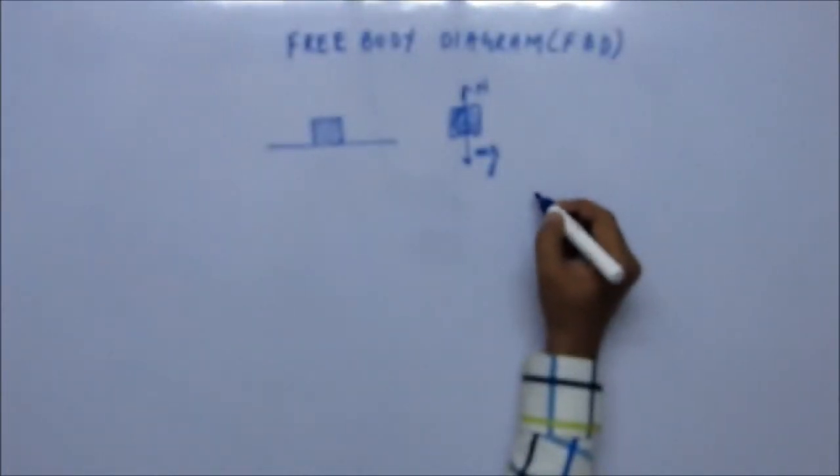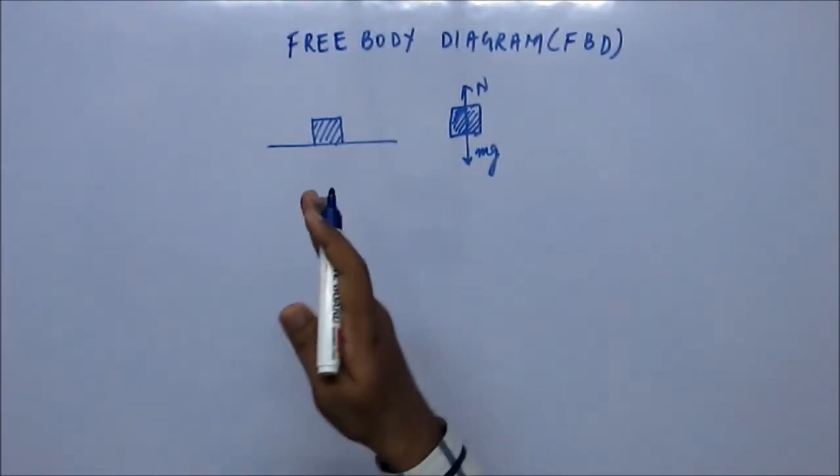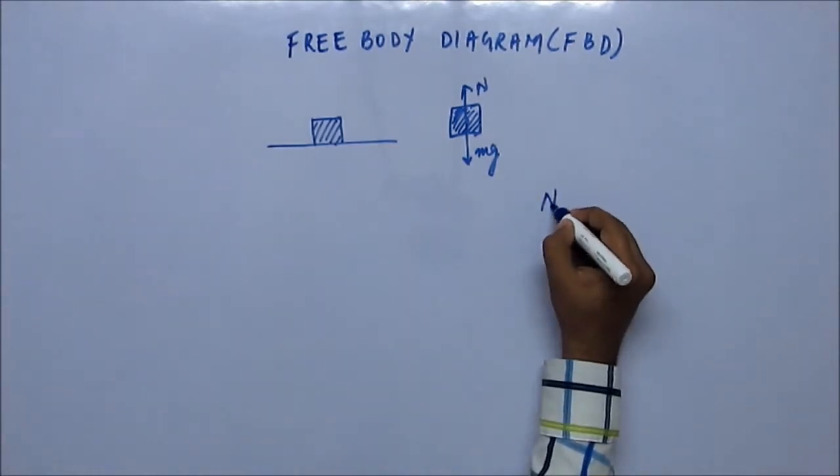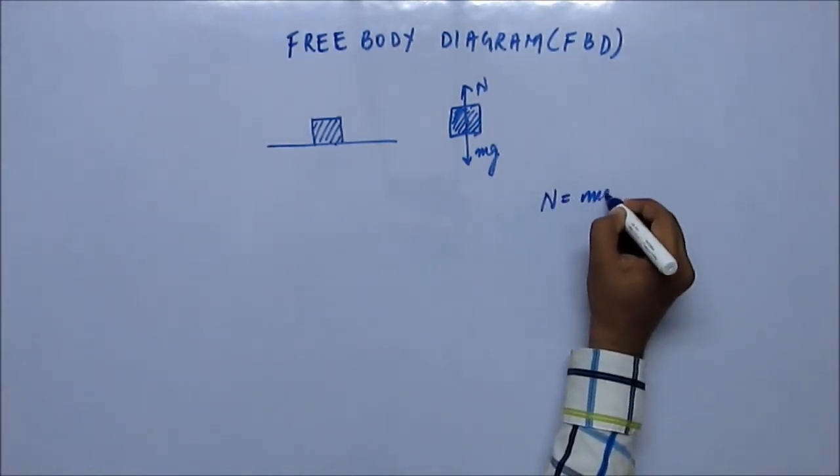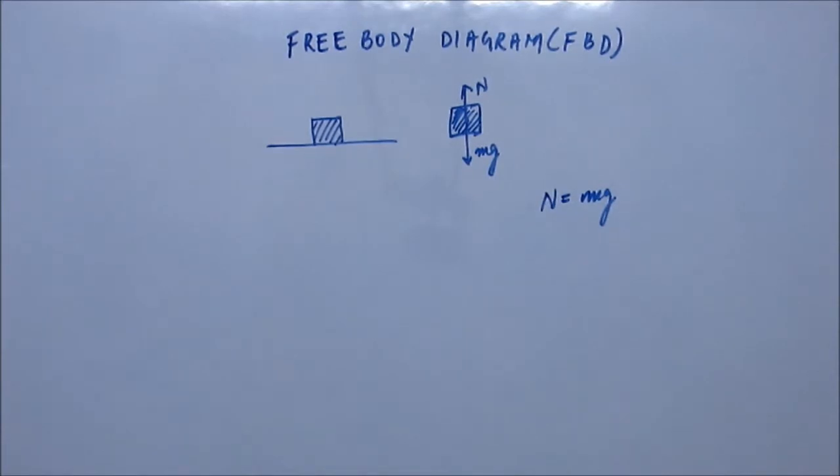But we do know from the static equilibrium condition that this body is at rest. So from there, N should be equal to mg. So the normal reaction helps to write the equation. The free body diagram helps to write the equation, and a free body diagram is an indicative diagram. It includes the forces which are acting on the body with proper direction.